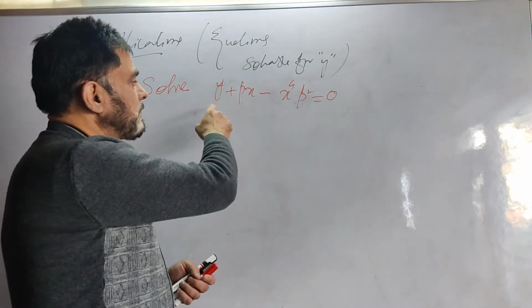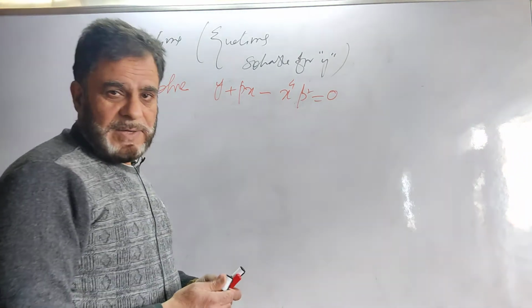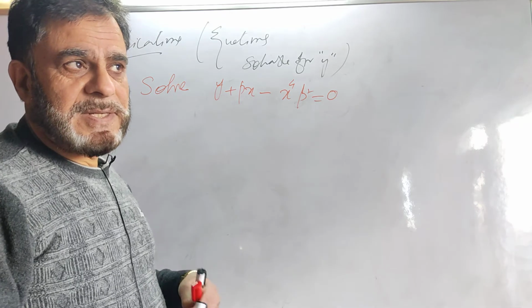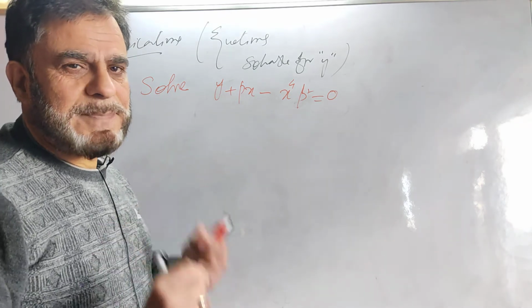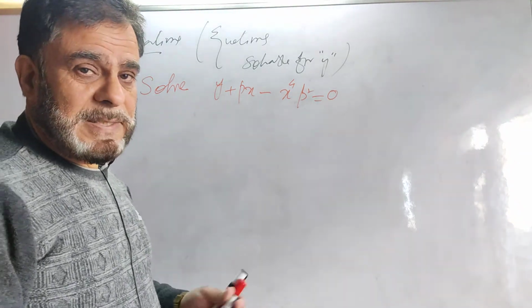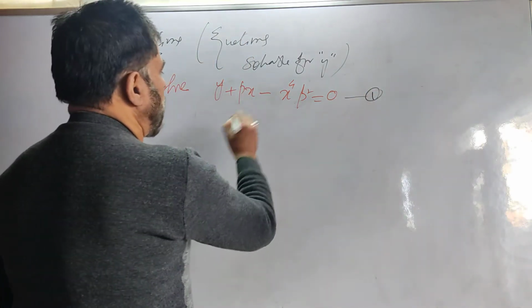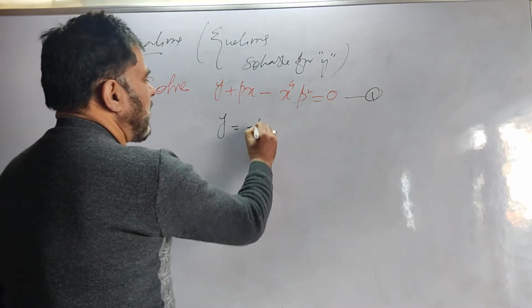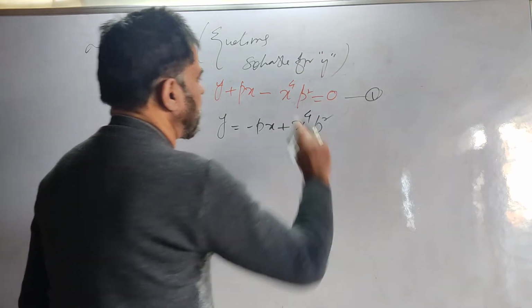You see here, it is obvious from this equation that y is linear. That is, this differential equation can be written as y is equal to a function of x and p only. So we say mathematically it is solvable for y. We write y is equal to minus px plus x^4 p^2.